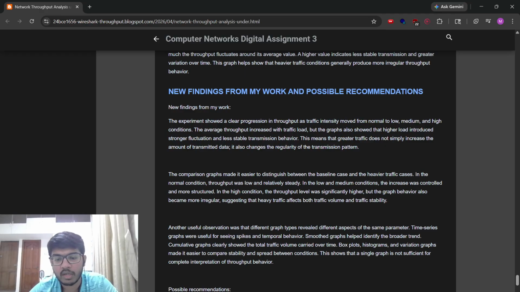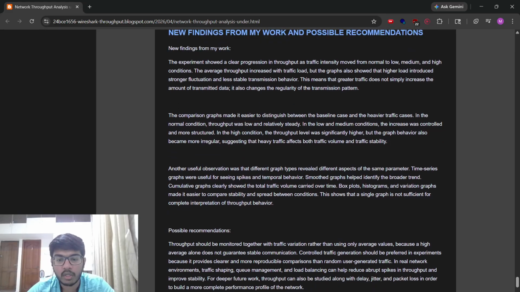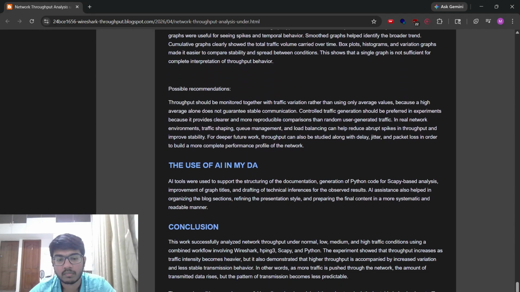The main findings of this work are that throughput rises with traffic intensity, heavier traffic introduces stronger fluctuation, and different graph types reveal different aspects of the same parameter. Time series graphs show spikes, smoother graphs show broader trends, cumulative graphs show total data carried, and comparison graphs show overall progression clearly. Possible recommendations are that throughput should be monitored together with traffic variation rather than only with average values. Controlled traffic generation should be preferred for reproducible studies, and future work can combine throughput with delay, jitter, and packet loss for deeper analysis.